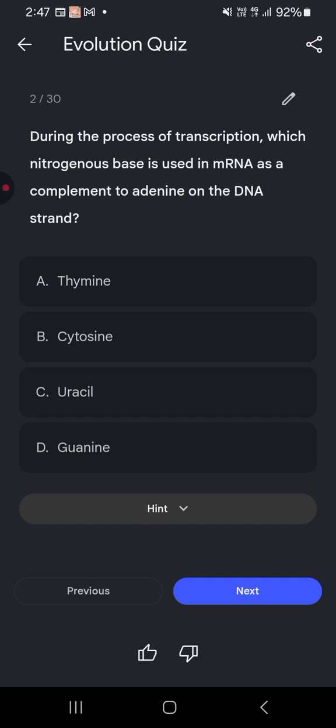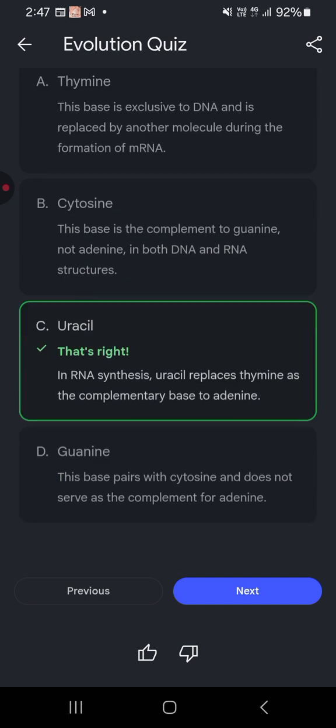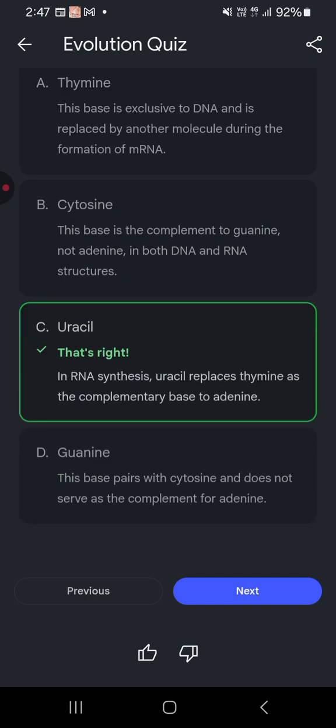During the process of transcription, which nitrogenous base is used in mRNA as a complement to adenine on the DNA strand? The correct answer is uracil. Uracil replaces thymine as complementary base to adenine.